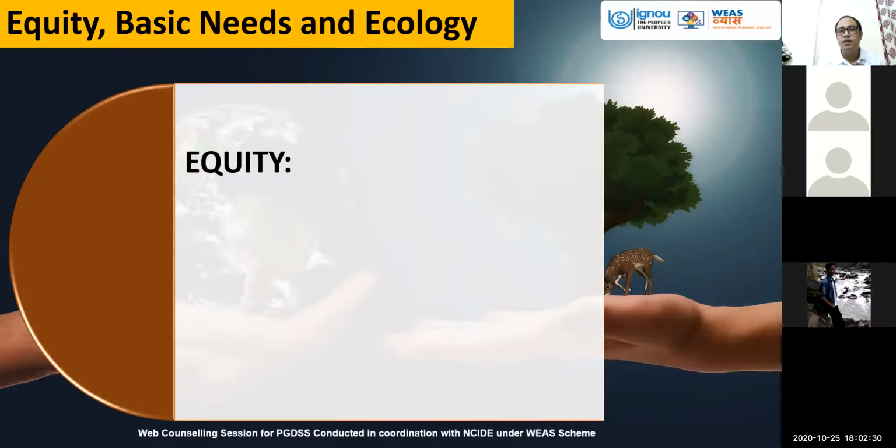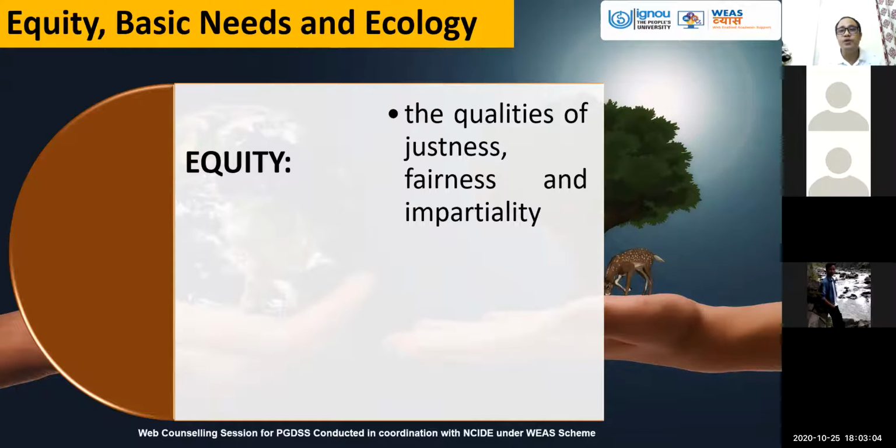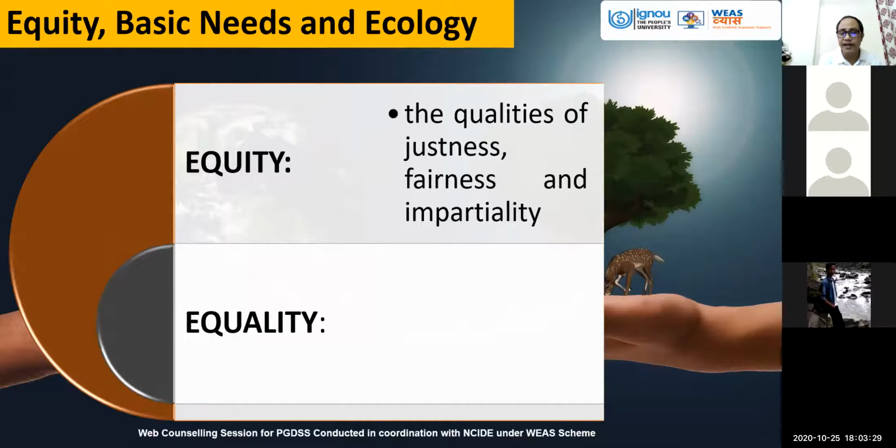So when you talk about basic human needs and human ecology, when you study human ecology, basic human needs, and issues of sustainability across the globe, they are distributed in an uneven way. So we have to understand the concept of equity and equality. What is equity? The quality of being just, fairness, and impartiality. That means from the human needs point of view, equitable distribution should be there, and equality should be there.